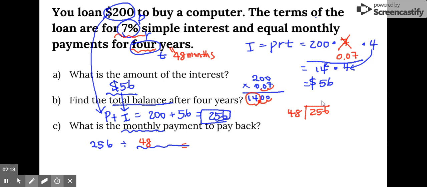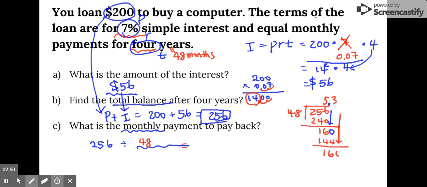So I'm going to try 7, 6. I'm going to try 6. No, 6 is still too big, so I'm going to try 5. So it's going to be $240 and 16. We need to put a decimal here and put down 0. And how many? 4, too big. 3, maybe. 144. And if you subtract this, 16.